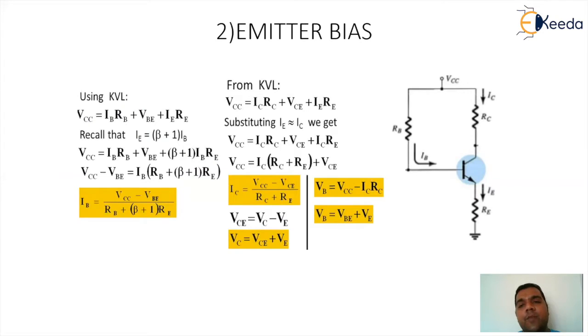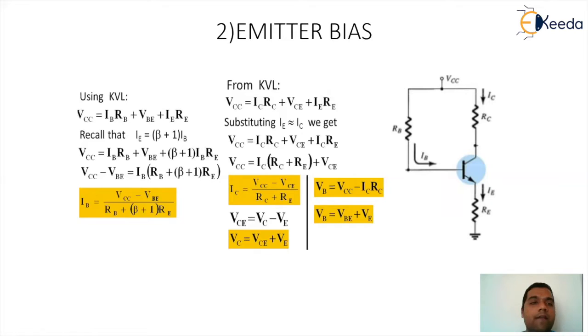The second arrangement is basically a small adjustment to the first circuitry, where you put a resistance at the emitter terminal. If you observe this circuitry, resistances are present at all three terminals. For the base side, we have RB. For the collector side, we have RC. And for the emitter side, we have RE.